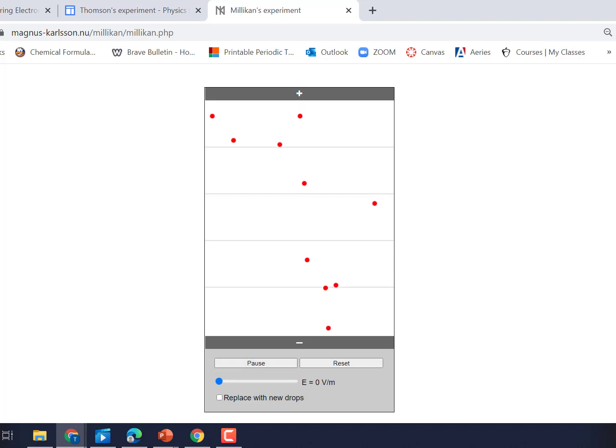They start off falling, but when I turn on the power, different ones are affected different amounts. Notice how some go up really fast. Now those don't have very much. Those have a lot of charge. The ones with lots of charge get pushed away. The ones with little charge don't get pushed very hard, so they keep falling, but they don't fall as fast.